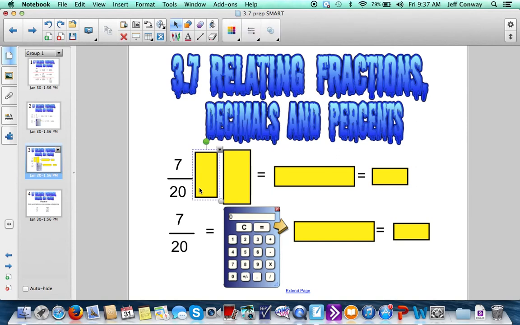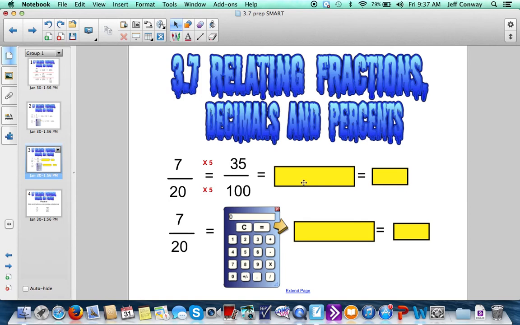So 20 times 5, and whatever we multiply the bottom by, we have to multiply the top by. So if 20 times 5 is 100, then that means that 7 times 5 is 35. So 7 over 20 is equivalent to 35 over 100, which means that the decimal would be 0.35. 35 out of 100 is 35 hundredths. And to take that decimal and make it into a percentage, we multiply by 100, and 35 hundredths times 100 is 35%. So 7 over 20 is the same as 0.35, which is the same as 35%.